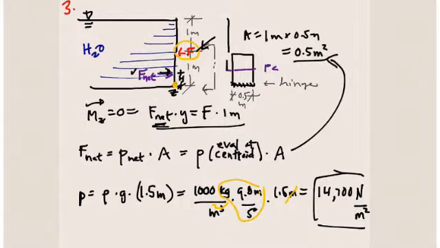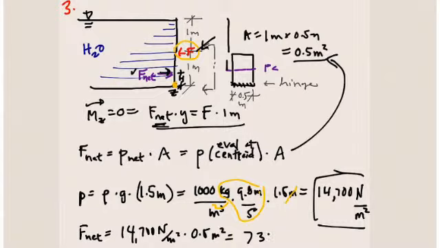Half a meter squared. So the resultant, the F net, is simply equal to 14,700 newtons per meter squared times 0.5 meters squared. So it's 7,350 newtons, that is the F net. Okay, we know that that is the net force. Where is that acting exactly?